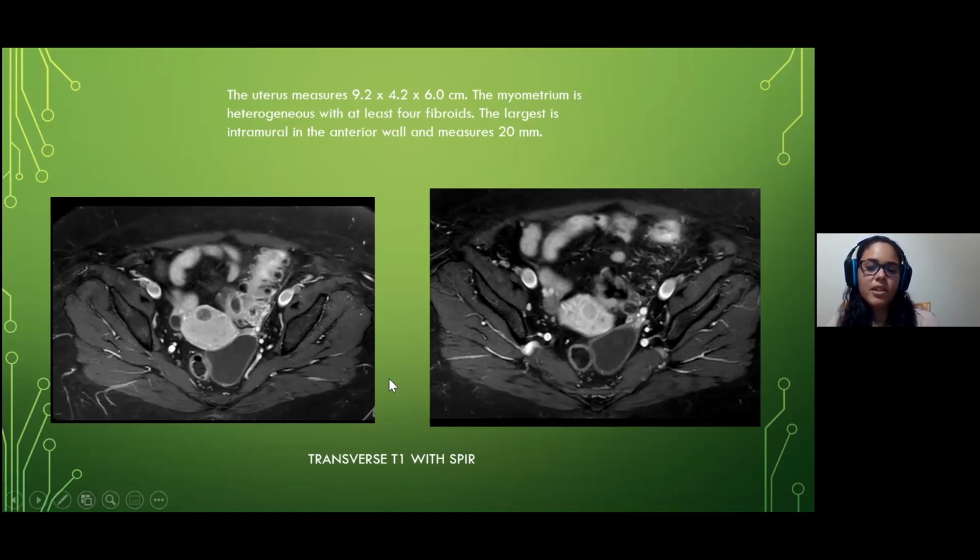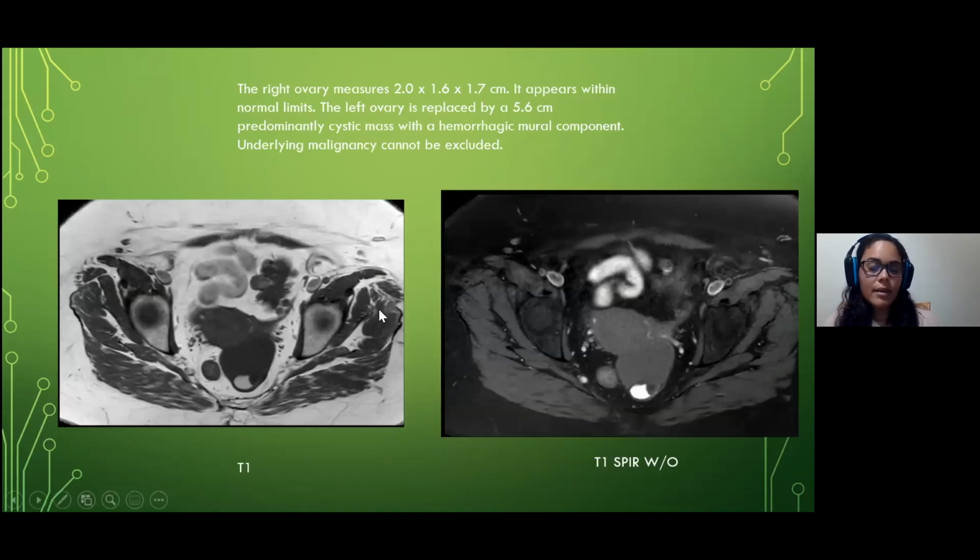These were transverse T1 with SPAIR, which is the fat saturation sequence. And then I did not get a good image of the right ovary, I'm sorry, but the right ovary was measuring 2.0 by 1.6 by 1.7, and it was within normal limits.